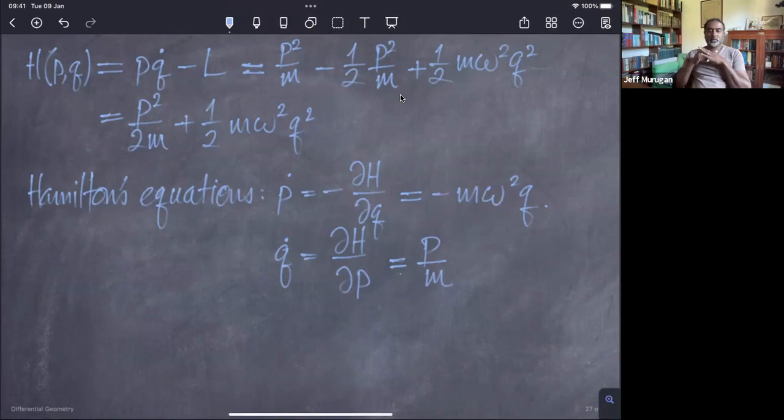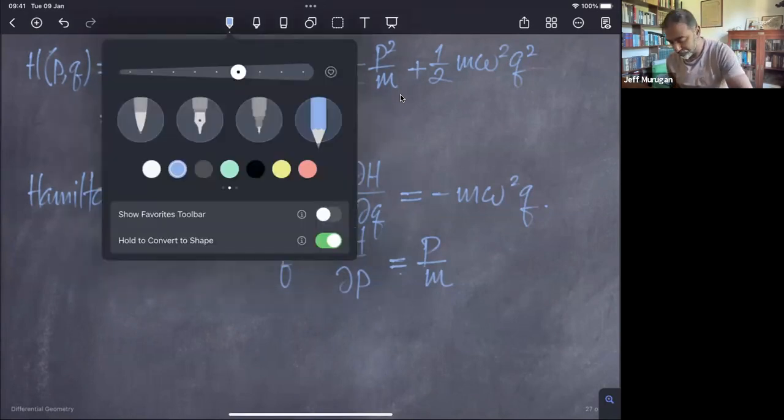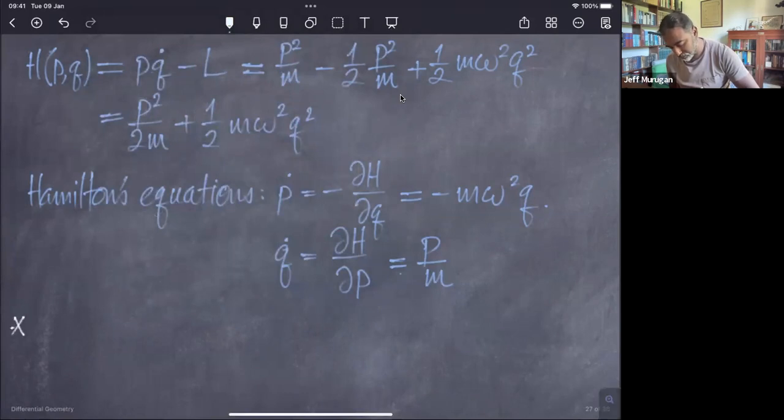And you can see that if you take derivatives of, let's say, the second equation and substitute the first equation into it, you will get precisely the statement that q double dot is minus omega squared q, which is nothing but the second order equation for the harmonic oscillator. Okay, any questions? No. Okay. So this is what I wanted to say about just reformulating Lagrangian mechanics into Hamiltonian mechanics.